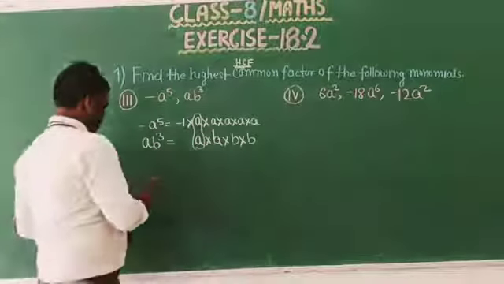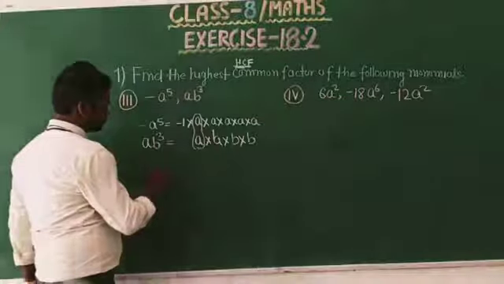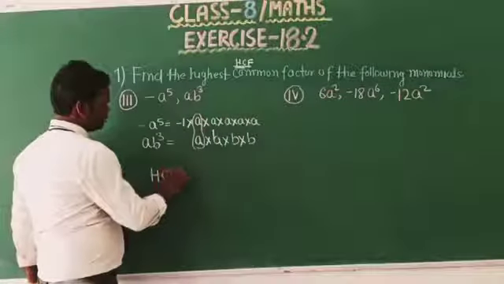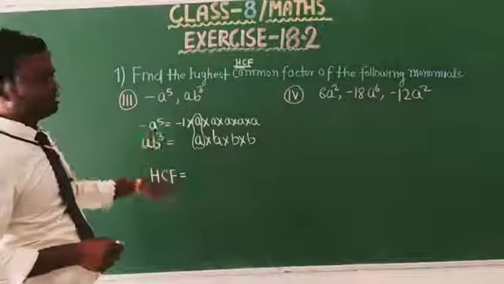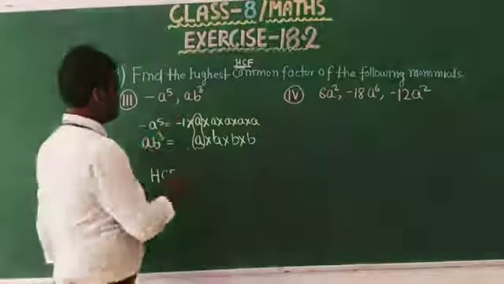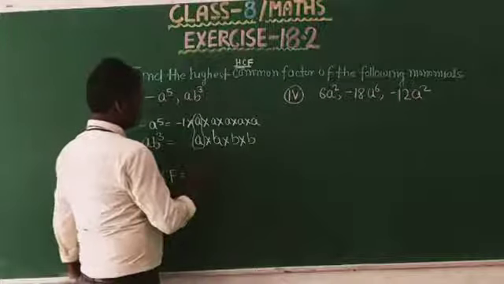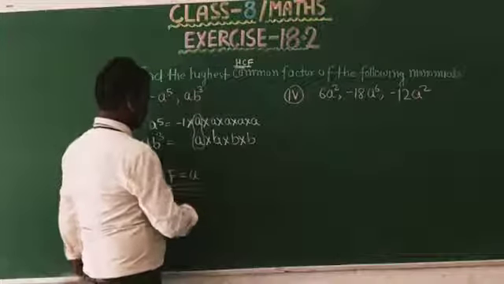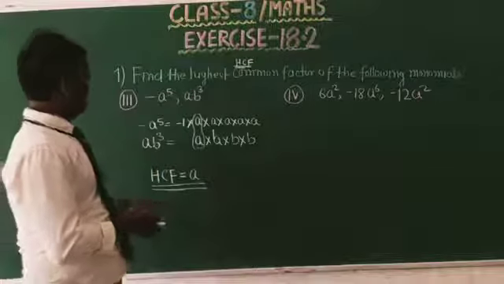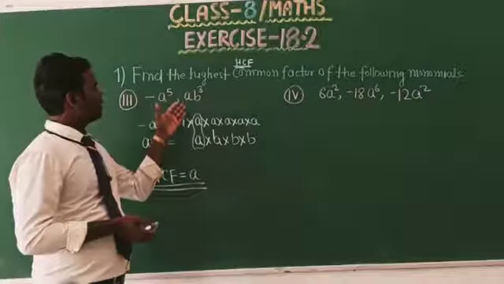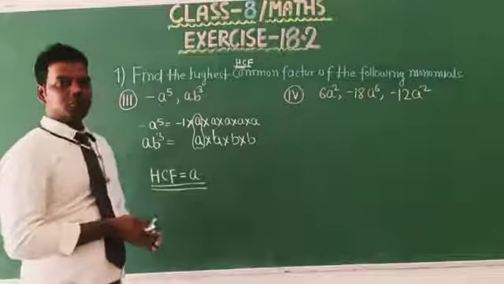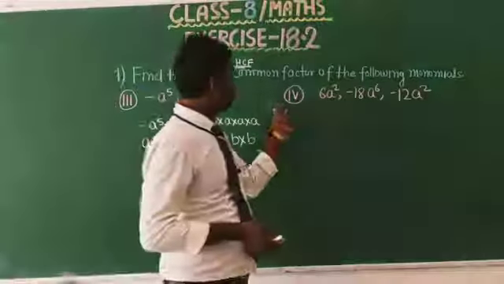Therefore, the highest common factor of minus a to the power 5 and ab to the power 3 is a. So this is the highest common factor of minus a to the power 5 and a b to the power 3. Now move to the fourth part.